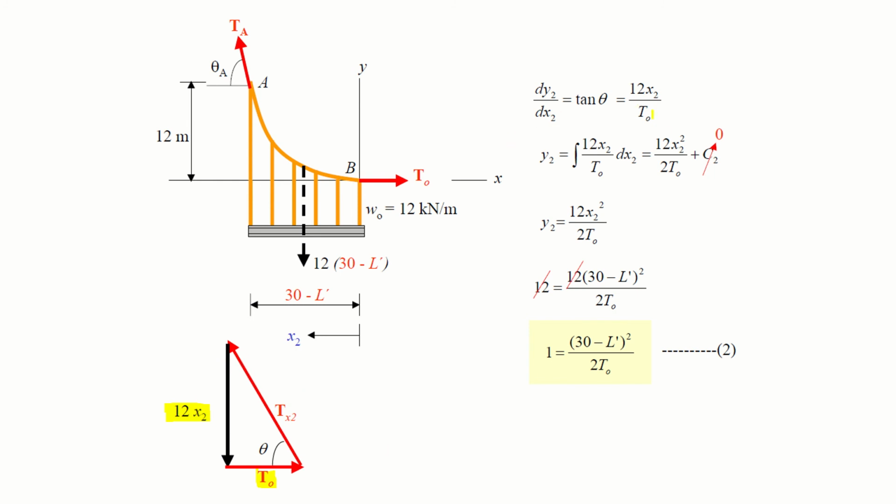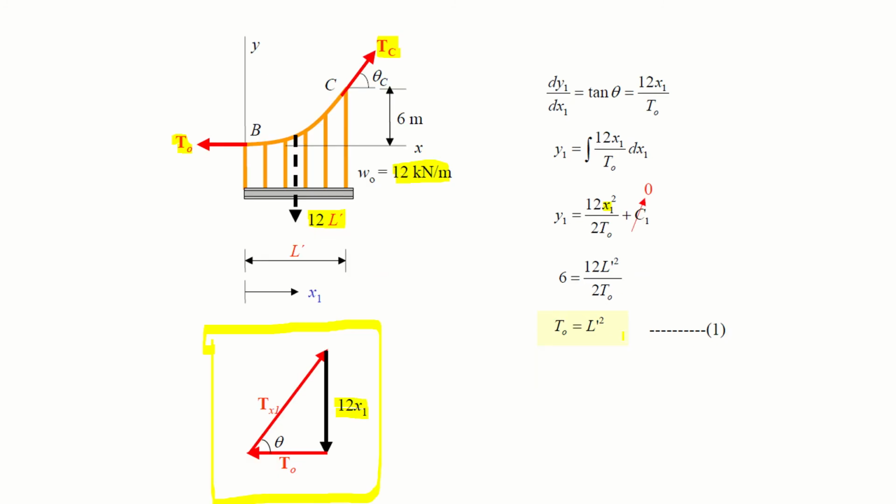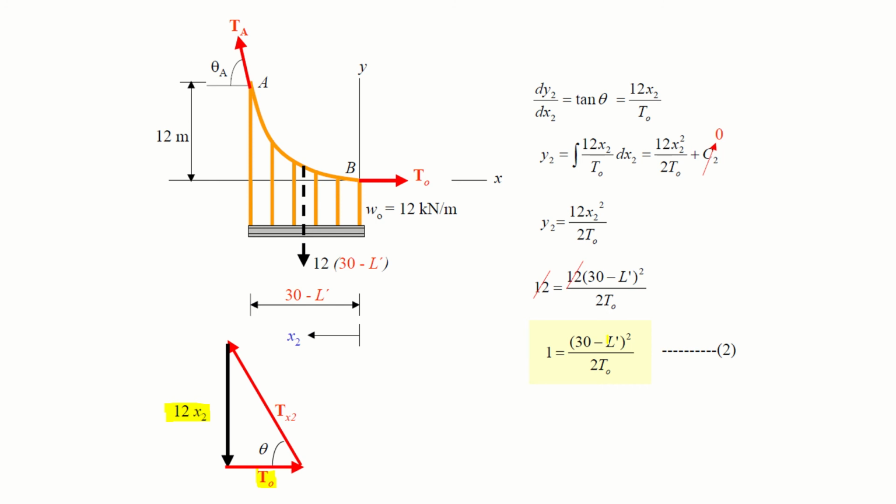So using the same approach and solving this equation, you will get 1 is equal to 30 minus L dash square divided by 2 T naught. So this is your equation number 2. This was your equation 1 in terms of T naught and L dash. This is your equation 2 in terms of T naught and L dash. So you have two equations and two unknowns.